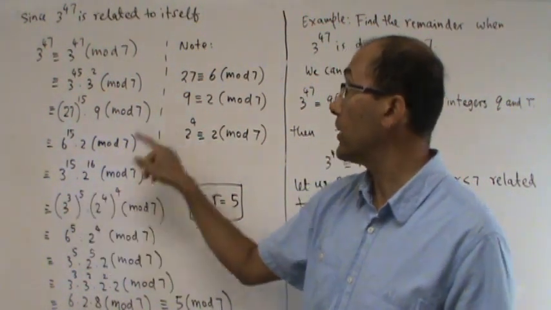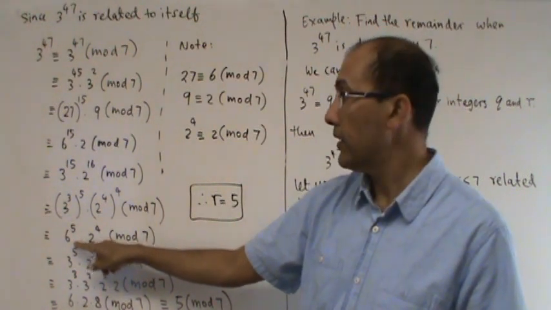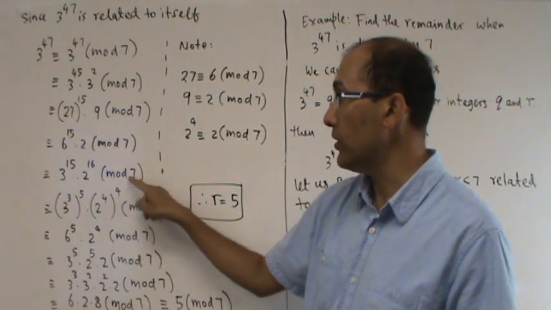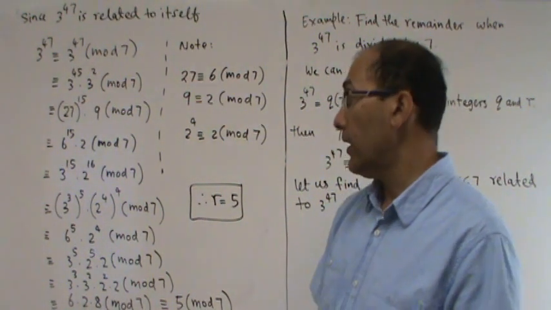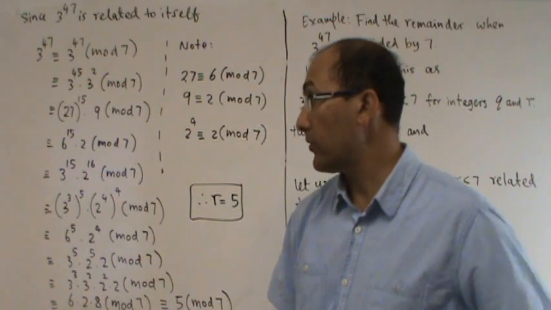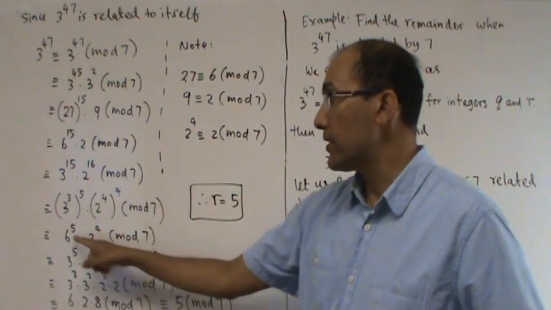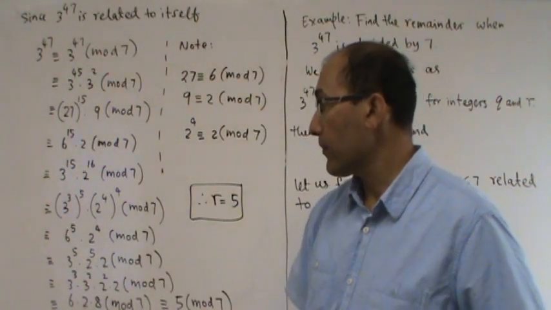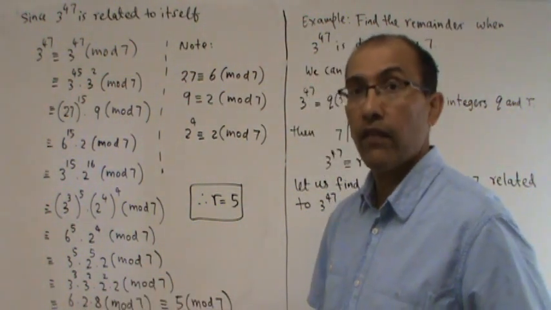3 to the 3 is 27, and that's related to 6. 2 to the 4 is related to 2. We can continue to break this down. You can of course work it out here because now you have smaller numbers. You can do it on the calculator if you like, but I'm going to break it down some more. 6 is 3 times 2, and 2 to the 4 is 2. You continue to break it down, and eventually you will get 5.